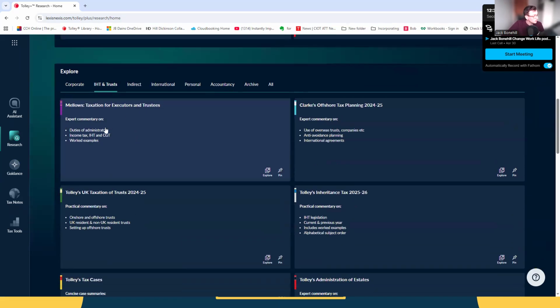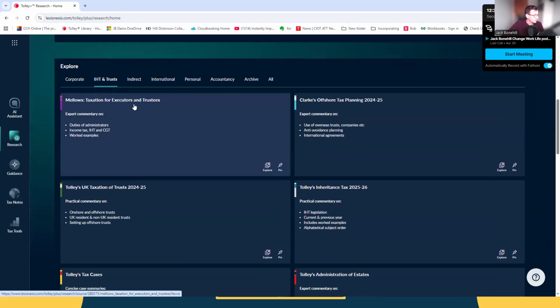Now, first one, Taxation for Executors and Trustees. I think that's got to be to do with when someone dies, more likely than anything. So I'm thinking that's probably not going to be relevant in this case. As far as I know, no one's died in the scenario that we've got. It's definitely not part of the facts that I was given.